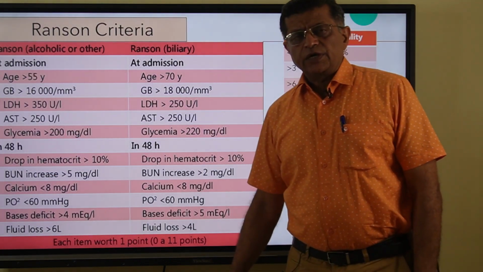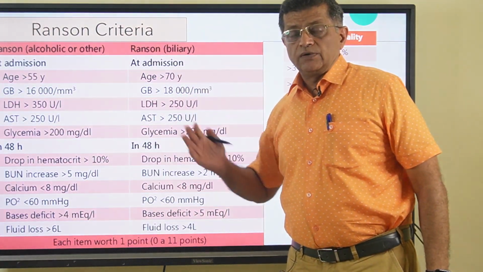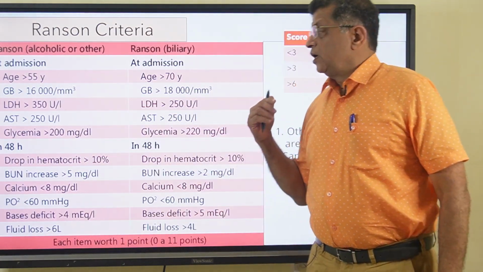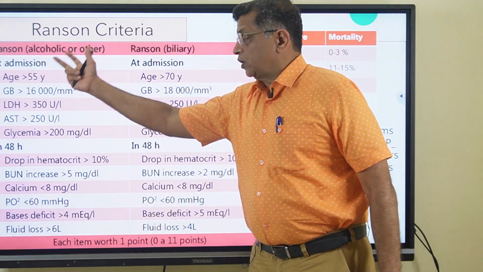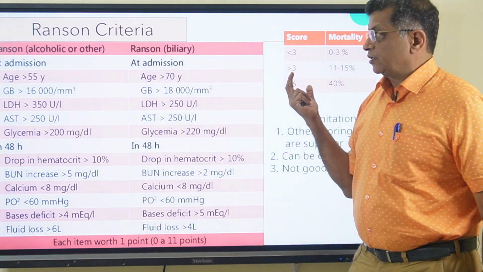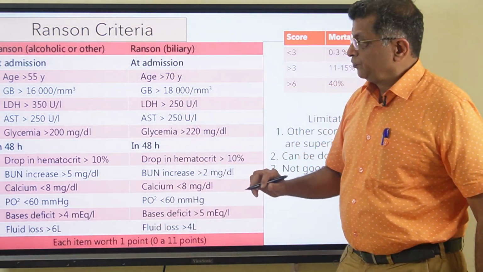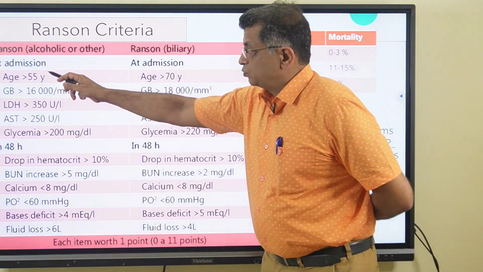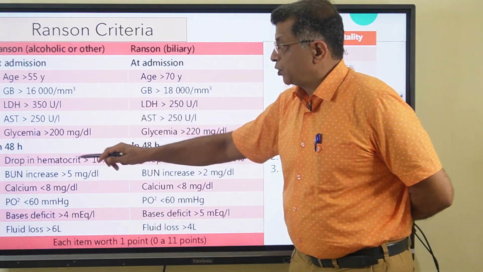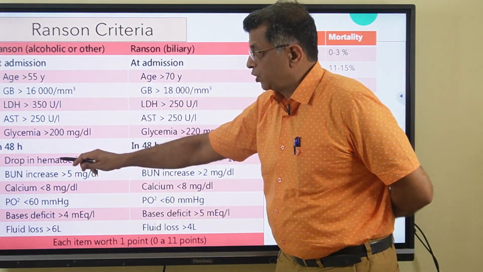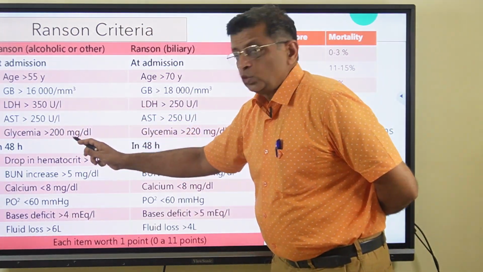The second was Ransom criteria. Now this is also out of vogue, but some medical centers still use Ransom criteria. This has a slightly different set of criteria for alcoholic pancreatitis and biliary pancreatitis. On admission, each criterion gets 1 point. So on admission, if age is more than 55, you get 1 point. If total WBC count is more than 16,000, 1 point. LDH more than 350, 1 point. AST more than 250, 1 point. Sugar more than 200, 1 point.